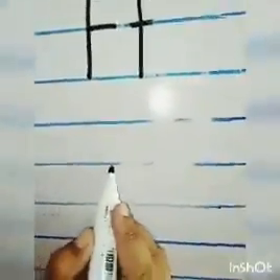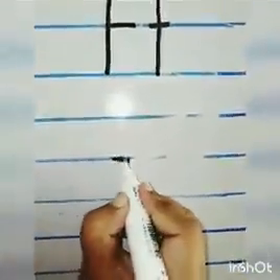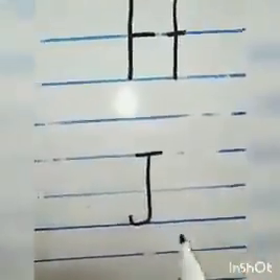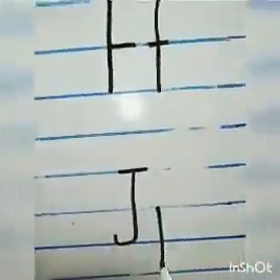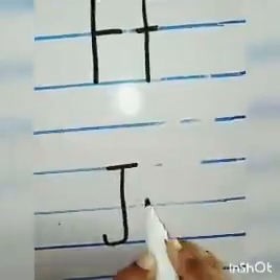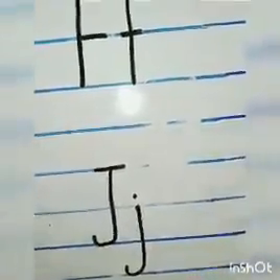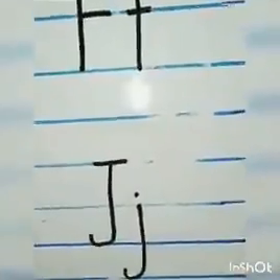J. Straight line, then a little bit turn and a slipping line on its top. And here is small j and a dot on its head. J.